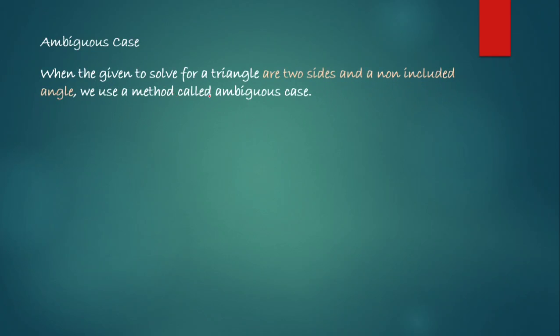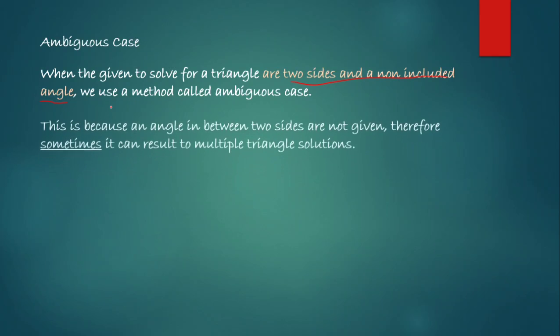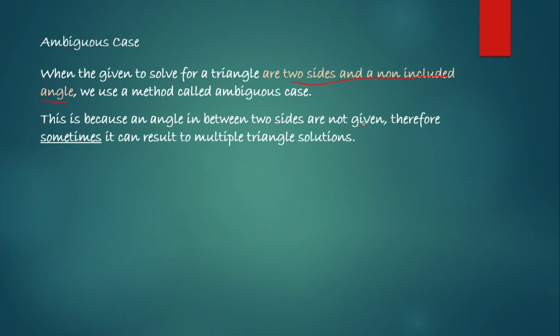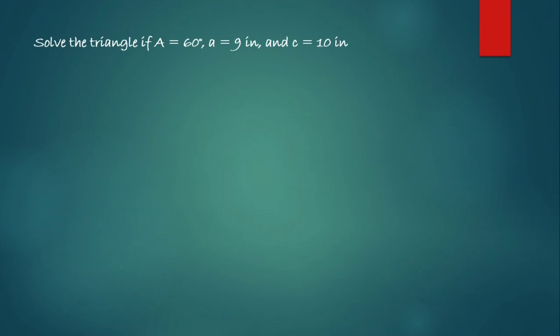Now, sometimes in law of sines, we need to use the ambiguous case. When the given to solve for a triangle are two sides and a non-included angle, we use a method called ambiguous case. This is because an angle in between two sides are not given. Therefore, sometimes it can result to multiple triangle solutions. Usually being two, but it can also result to only one or none at all. This is why we check if there are more possibilities in ambiguous case. More on that later. Let's try doing a problem involving ambiguous case.